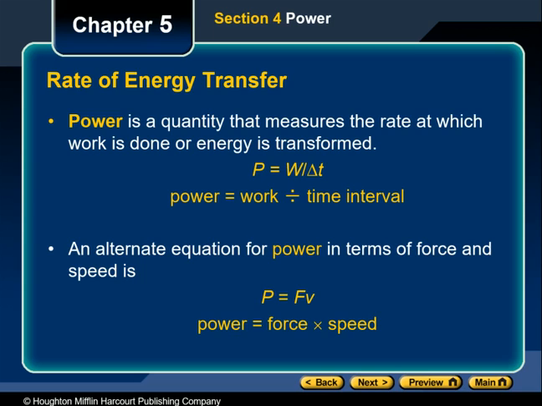Chapter 5, Section 4, Power. Rate of energy transfer. The rate at which work is done is called power. More generally, power is the rate of energy transfer by any method. Like the concepts of energy and work, power has a specific meaning in science that differs from its everyday meaning.